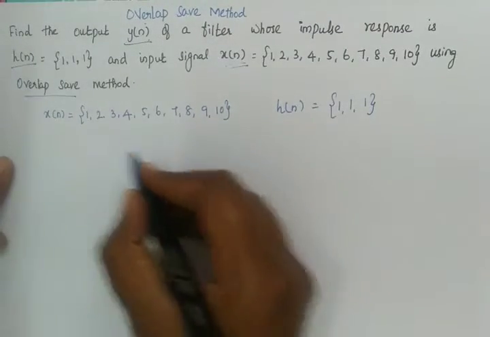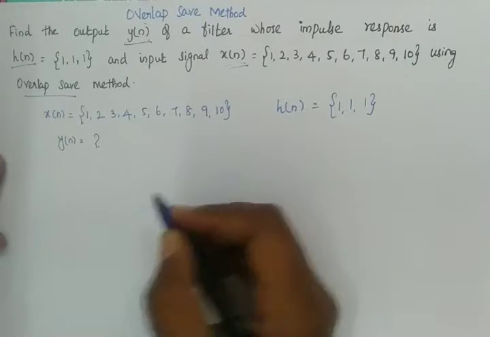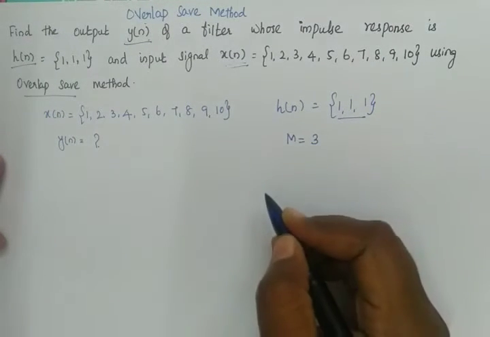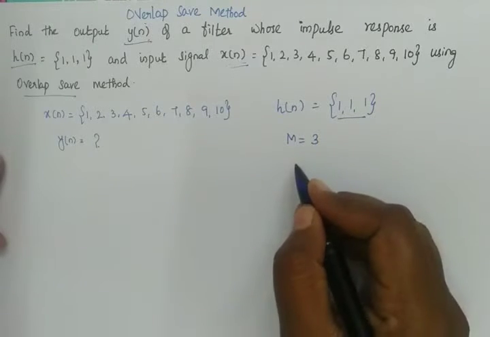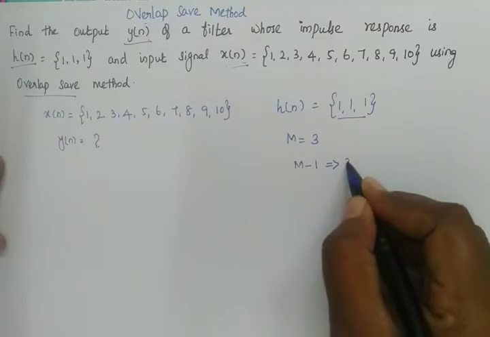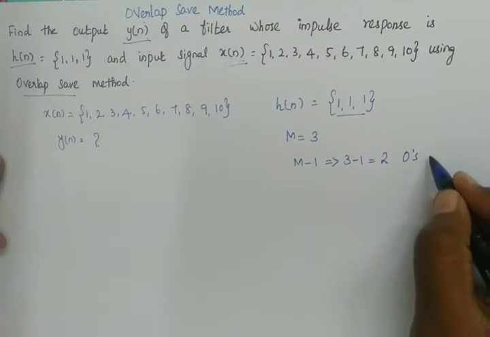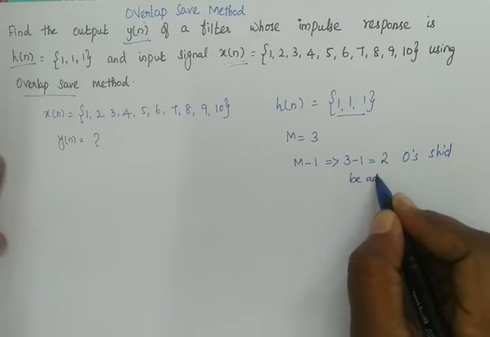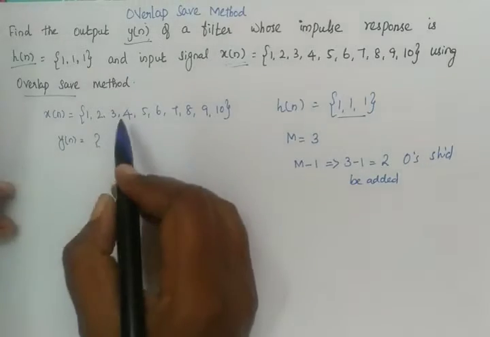Now what we have to find is y of n. We know that m, the length of the impulse response sequence, is equal to 3. And how many zeros should be added? Again by using m minus 1, which is 3 minus 1, which is equal to 2 zeros should be added to the sequence.